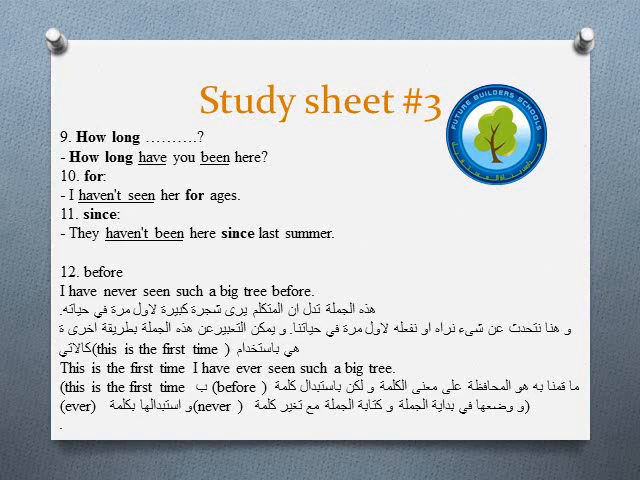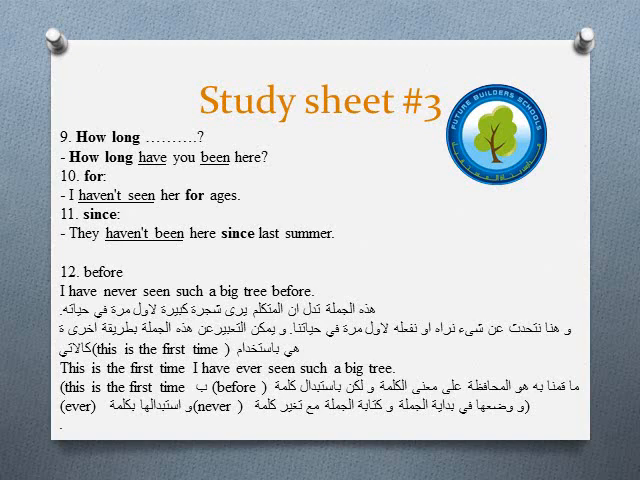Another sentence. I have never visited Italy before. This means this is the first time I go to Italy. لم أزر إيطاليا من قبل. معناها إنه هذه المرة هي أول مرة أذهب فيها لزيارة دولة إيطاليا.